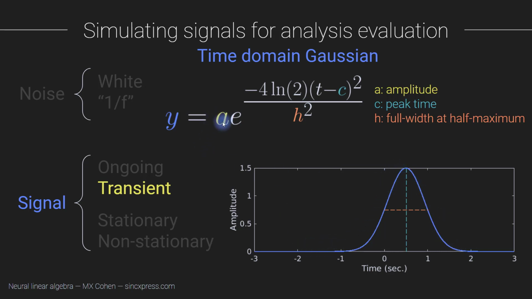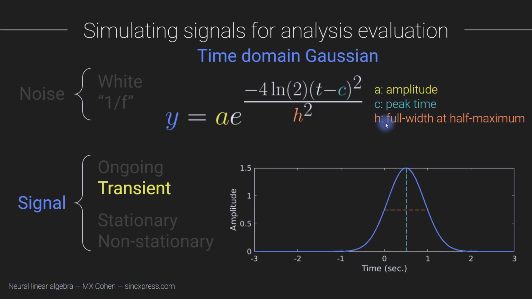So the parameter a defines the peak amplitude. So in this picture, the parameter a has a value of 1.5, that's the peak. So you can see if you don't specify a, the default peak is going to be at 1. And then we have c, that is the peak time. You can see it's subtracted from t, so it's shifting the time vector. So in this case, the value of c would be 0.5.